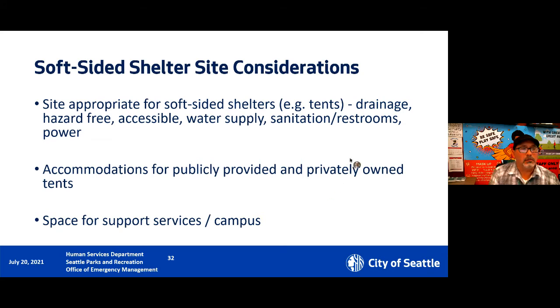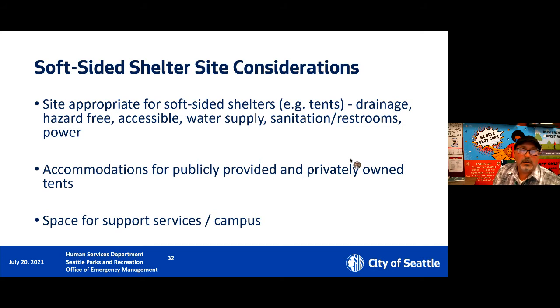So now looking into the soft-sided shelter site considerations. The sites have to be appropriate for the soft shelter, like tents. So the sites have to be well drained or have some good drainage, hazard free, and has to be accessible. There has to be water supply, sanitation like restrooms, and power.